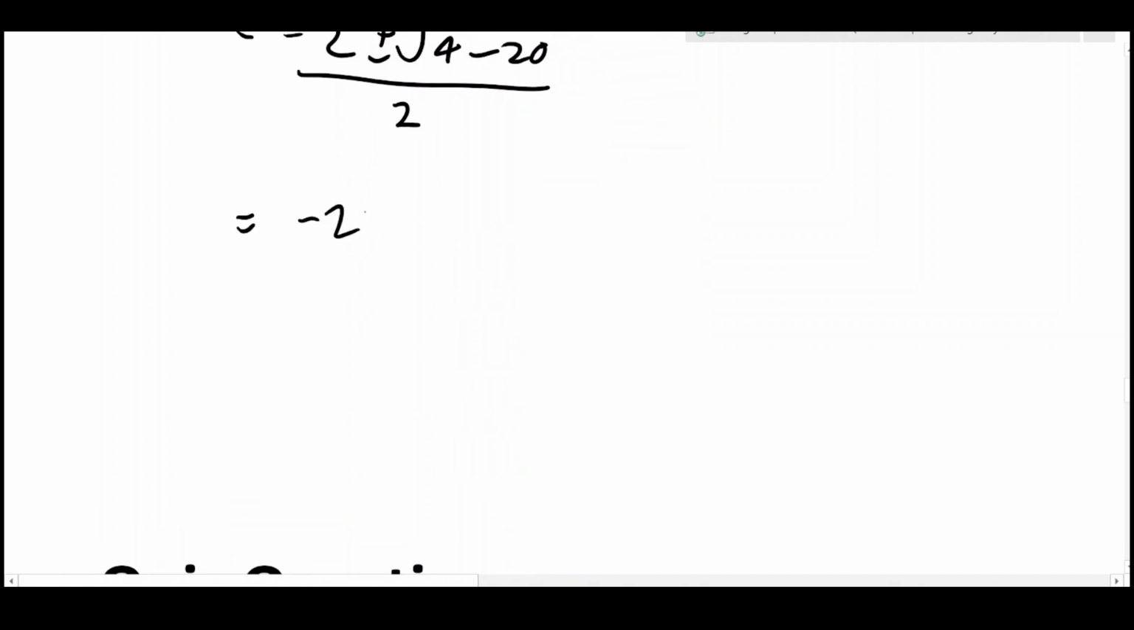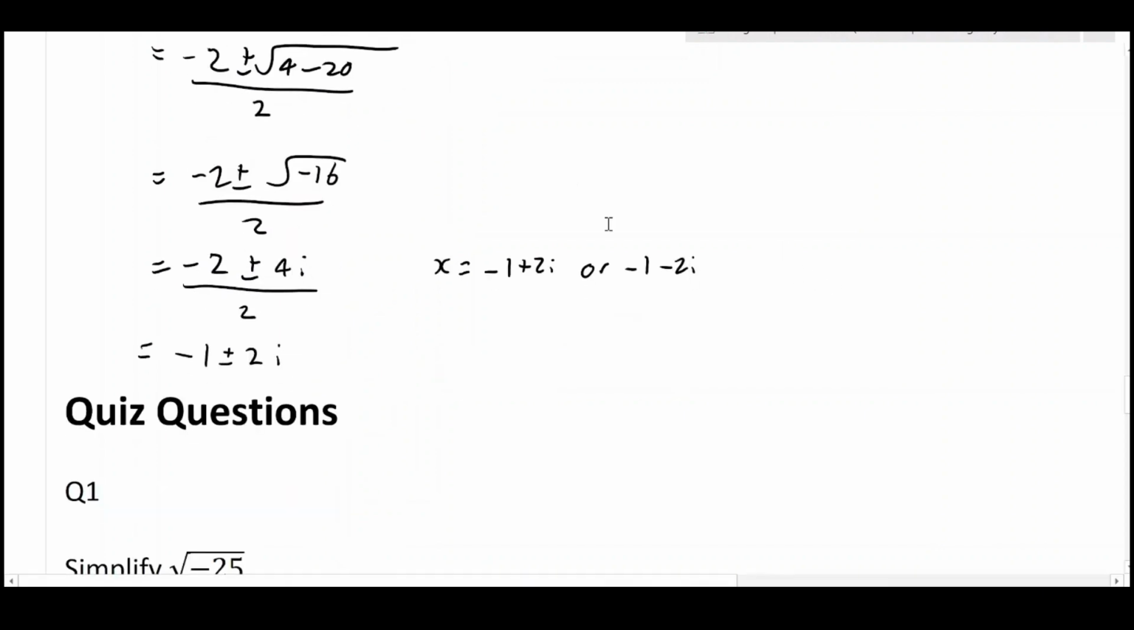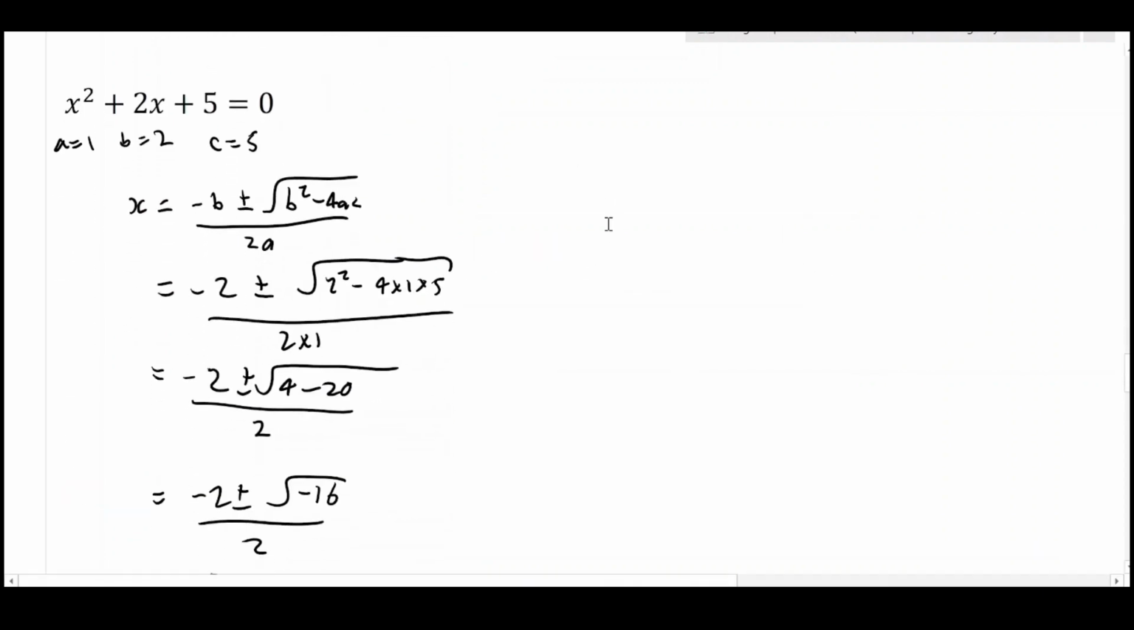All right, minus 2 plus or minus square root of minus 16 over 2. Now square root of minus 16 is just 4i. So that's over 2. So you're going to get minus 1 plus or minus 2i once you divide everything by 2. So x is going to be minus 1 plus 2i or minus 1 take 2i. And I won't do it in this video, but what you can actually do is you can plug it into your calculator. You can go like minus 1 plus 2i squared plus 2 lots of minus 1 plus 2i plus 5 equals, chuck it in your calculator, you should get 0.